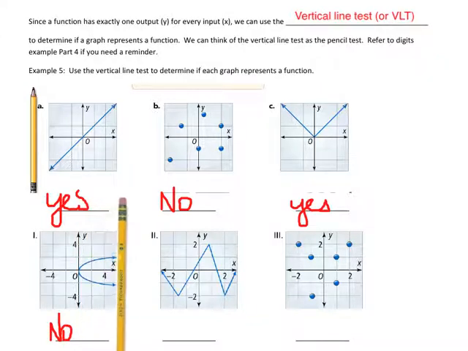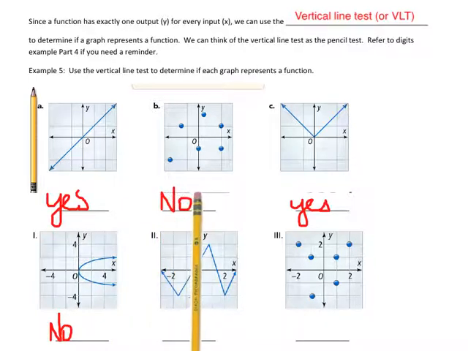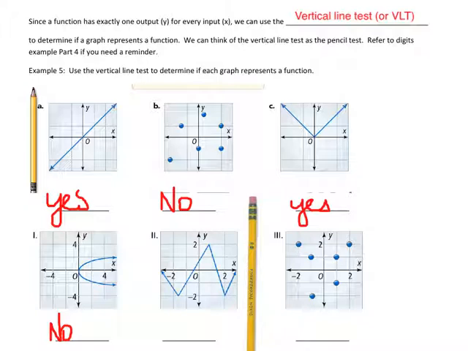Continuing on, we're going to drag the pencil across this graph, and everywhere it hits, it's just once on my graph. So that means that this is a function. So this one is yes.